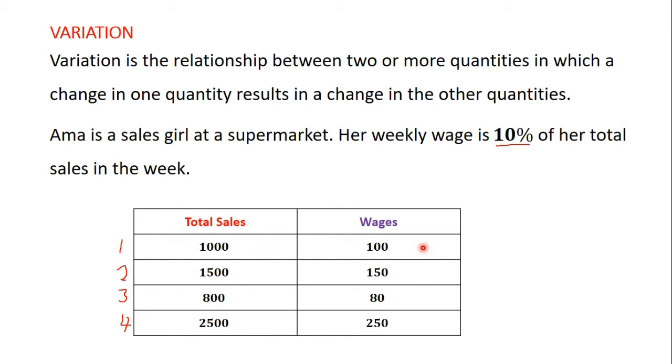So looking at this table, we can see that there is a relationship between the total sales and the wages, such that as the total sales changes, her weekly wage will also change. Such a relationship is what we refer to as variation. The relationship that exists between two or more quantities, such that a change in one quantity will result in a change in the other quantities. You can see from the table here that a change in the total sales will cause a change in her weekly wage, and this is what we refer to as variation.